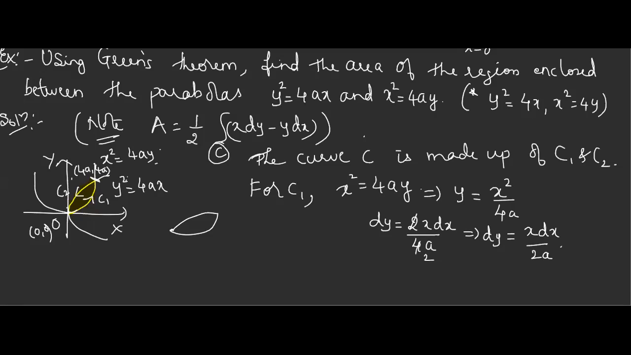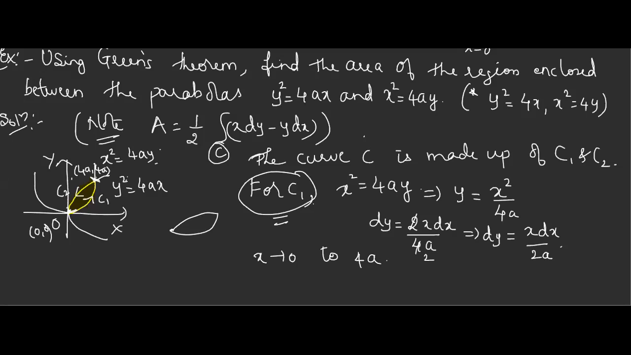Now for C1, tell me how x is varying. C1 is from origin till this point of intersection. What is the value of x at the origin? 0. So 0 till this point, which is 4a. So x varies from 0 to 4a, correct? This is for which curve? C1.